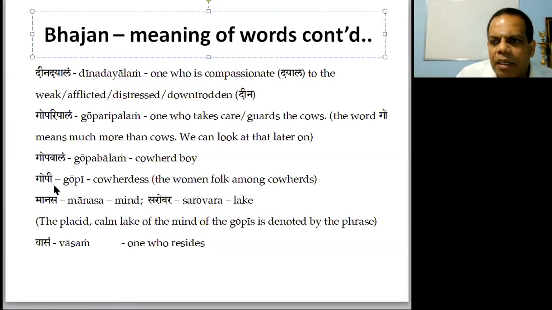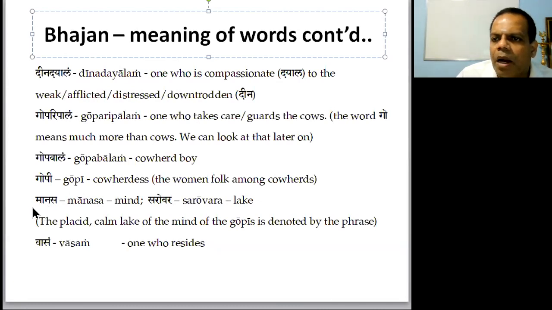Gopi. Look at the words. This Go is long and the Pi is also long. Gopi means cowherdess. The women folk among cowherds are called Gopi. I think we have come across this. Always make sure that the Pi is longer. Gopi.